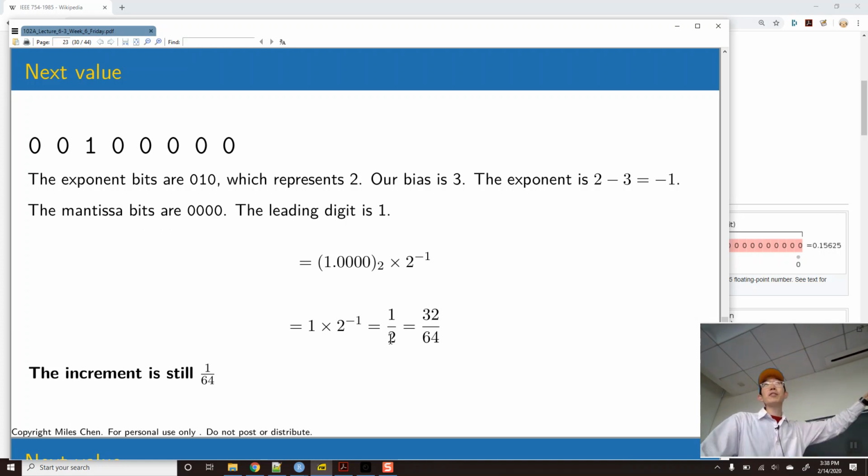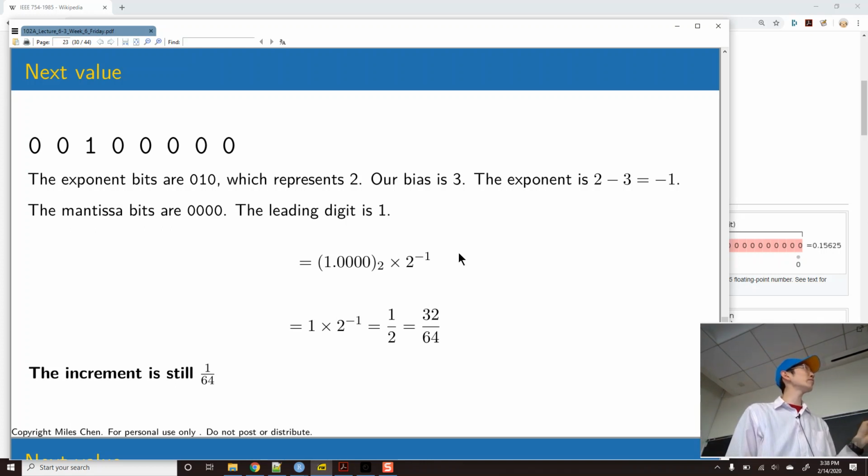So far we've just been counting by 64ths, okay? And so we might say, okay, well here's, this number represents 32. 1, 0, 0, 0, 0, 0 represents 32. And you might think that the next number would be 33, and we should get 33/64 or something, okay? But here's the genius of floating point representation, okay?